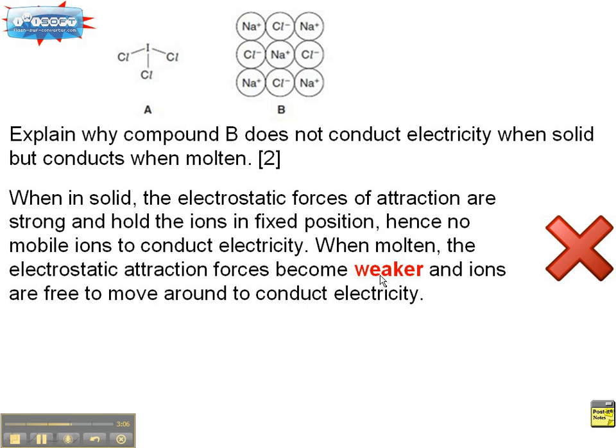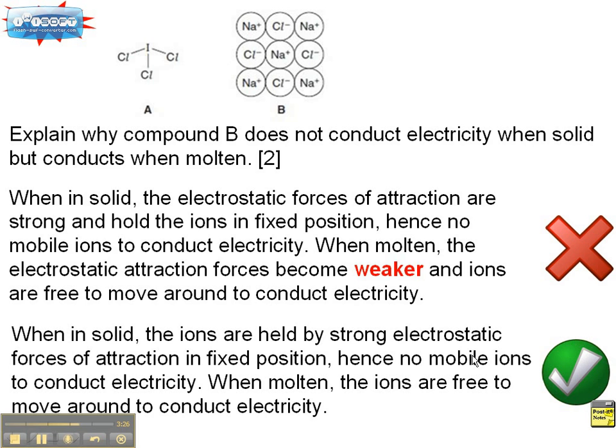Actually, the whole thing is fine, except that the electrostatic forces of attraction do not become weaker when the compound melts. Okay, the strength of electrostatic forces of attraction doesn't change. Okay, very important misconception. So instead, you should not mention the change of strength of electrostatic forces of attraction, because it doesn't change at all. So you have to say, when it is a solid, they are held in fixed position, no free ions to conduct electricity. When molten, the ions are free to move around to conduct electricity.